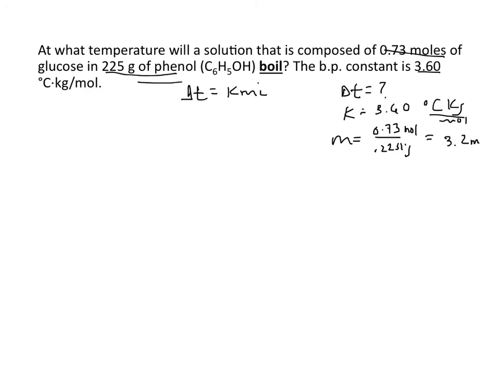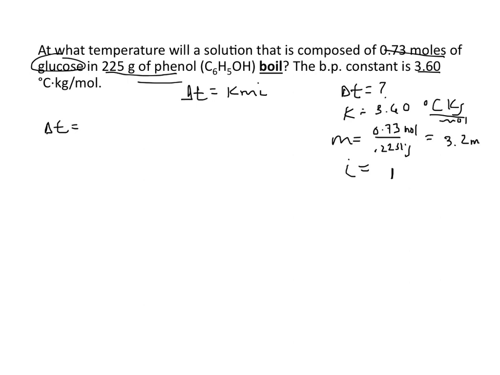Our i value. Remember, glucose in this case is our solute. Glucose is a sugar, so a carbon, hydrogen, and oxygen molecule. That's going to give us a covalent molecule. Remember, our i value, our van't Hoff factor, is always 1 for covalent molecules. So now we have all the components in order to calculate delta T.